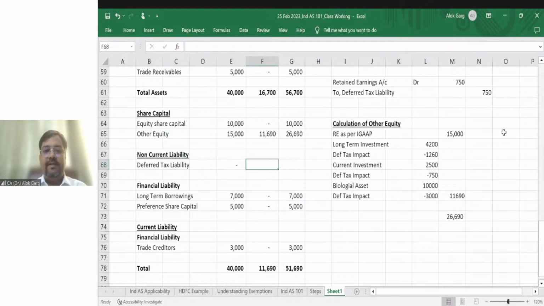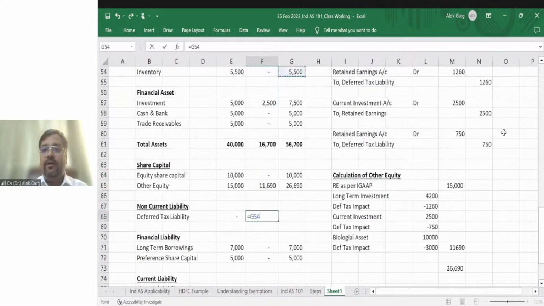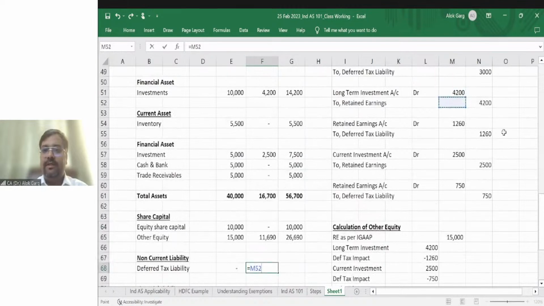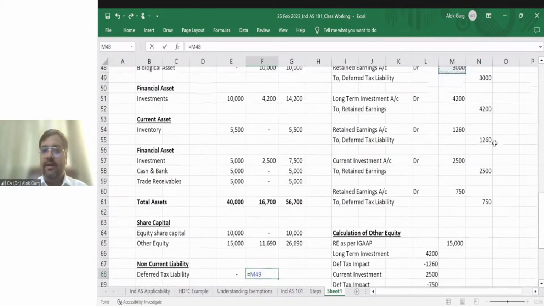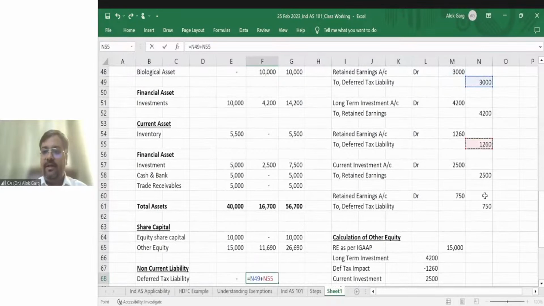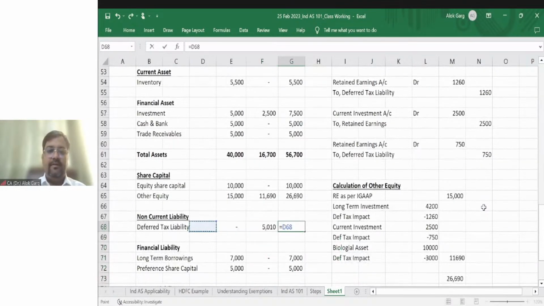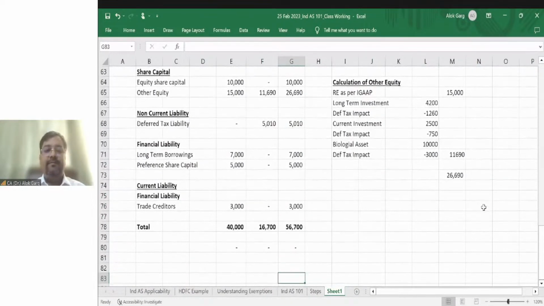There was no deferred tax liability. Now, how much is the deferred tax liability? 1,000 on account of biological asset. DTL credit plus DTL credit plus DTL credit. The total liability is 5,010. Right. Now you can see this balance sheet got tallied.